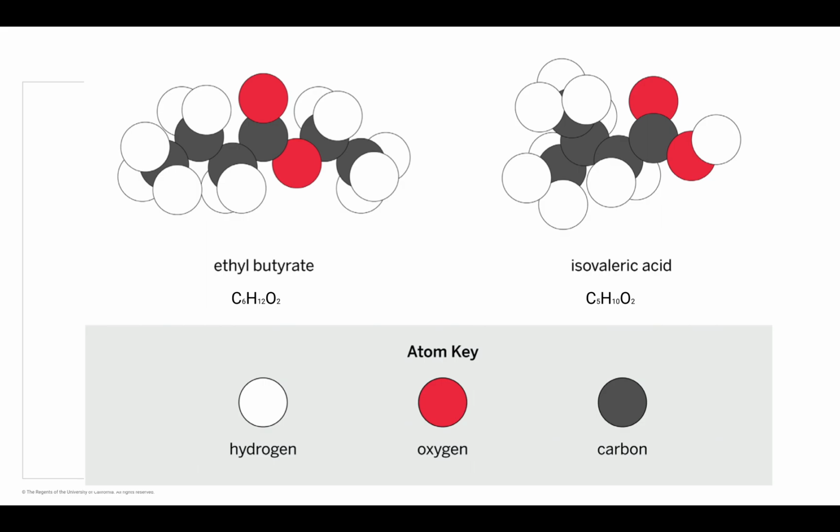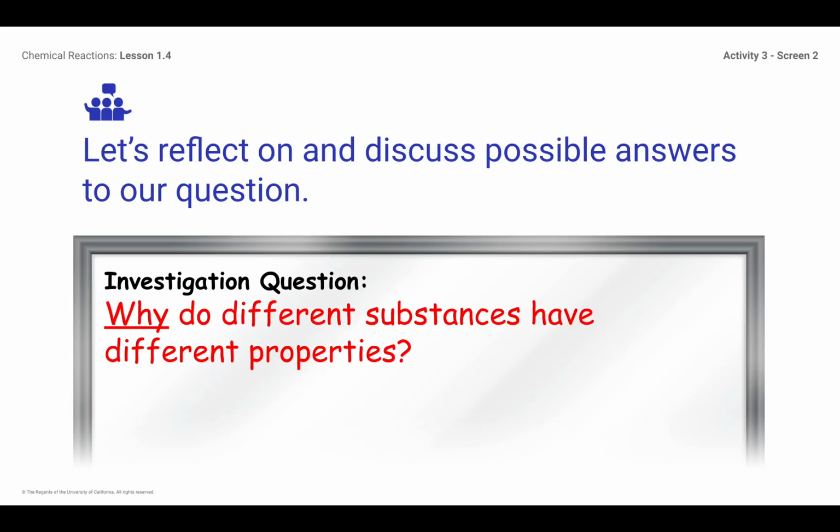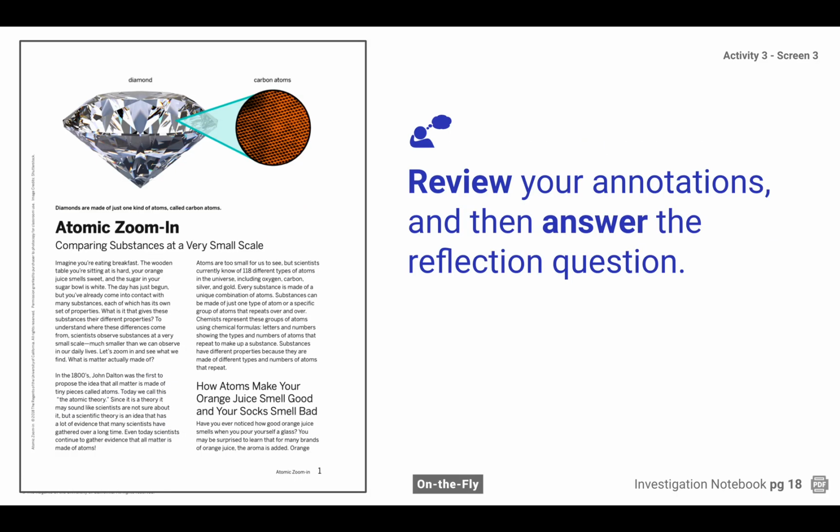So the important thing is that even though the two substances share the same atoms, the same building blocks, the way that they're arranged and the number of those atoms really gives that substance its traits, its physical traits as well as its chemical traits. All right. So let's reflect on and discuss the possible answer to our question. Why do different substances have different properties?